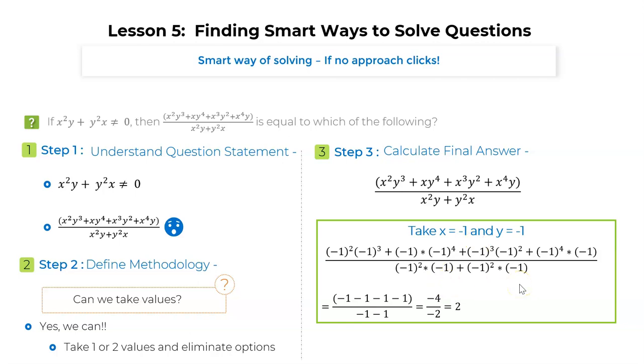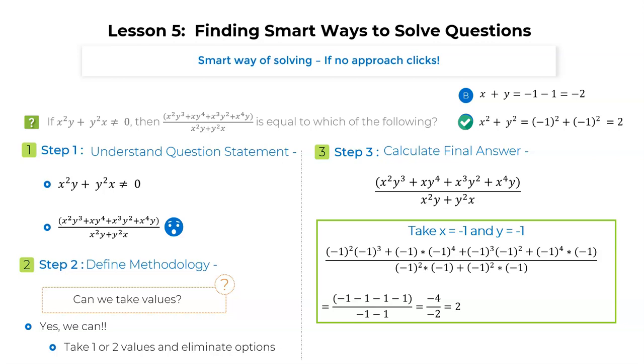So notice here in the numerator you're getting minus 4, in the denominator you're getting minus 2, the negative gets cancelled out and you're getting 2. Okay. Now, when you took minus 1, you're getting 2. So if I put it in option B, I know that cannot be my answer because I need 2 and I'm getting minus 2. So obviously, the correct answer has to be option C.